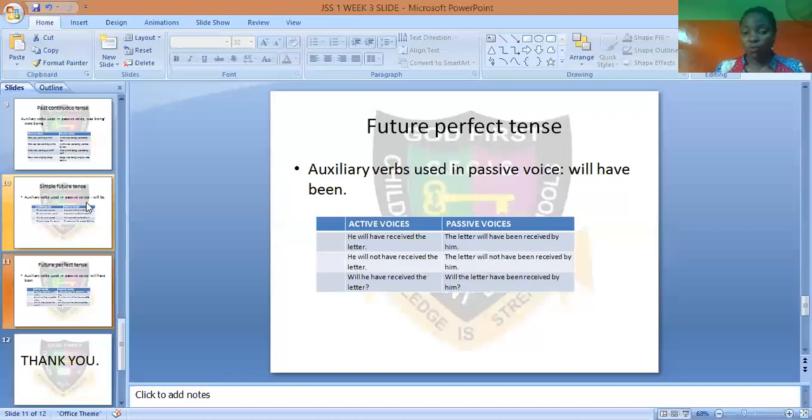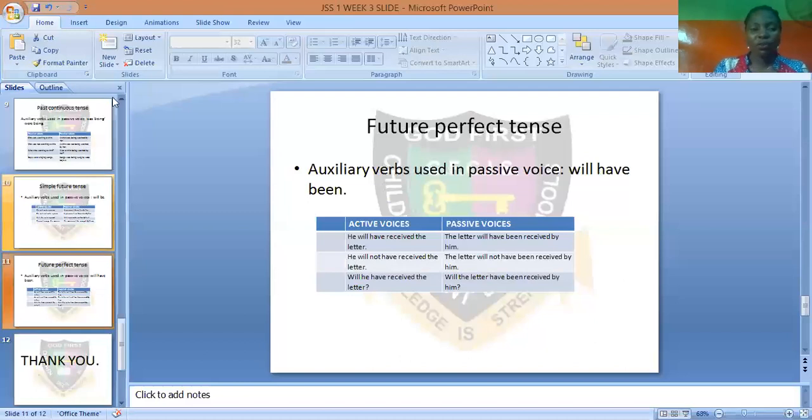He will not have received the letter. The letter will not have been received by him. And lastly, will he have received the letter? Will the letter have been received by him?